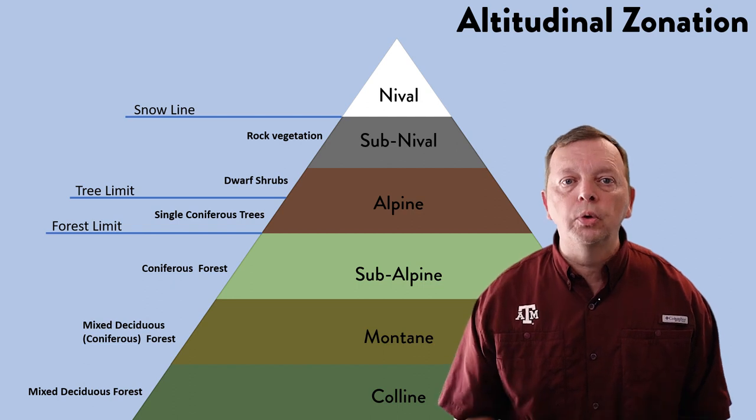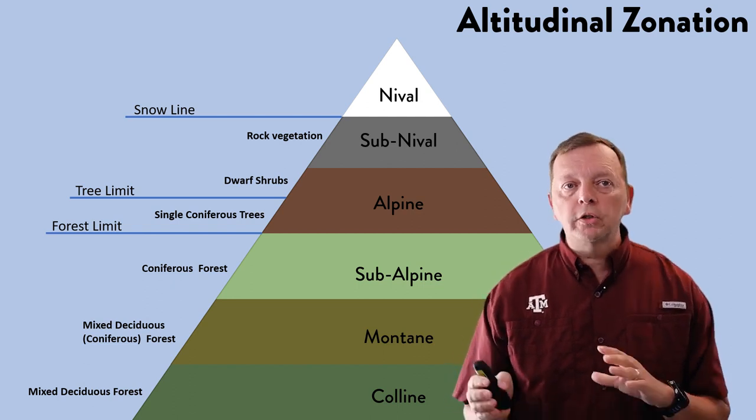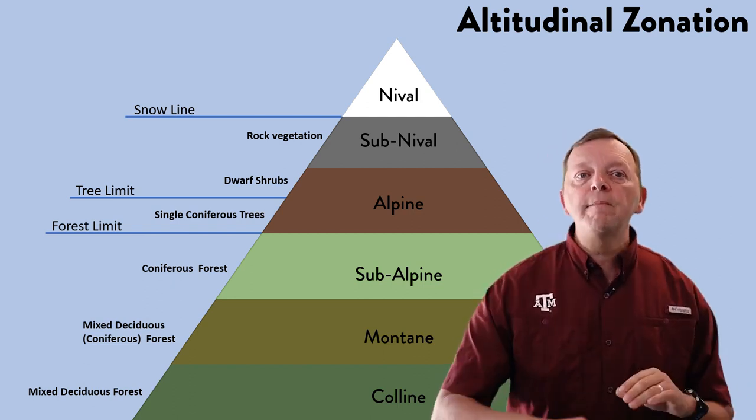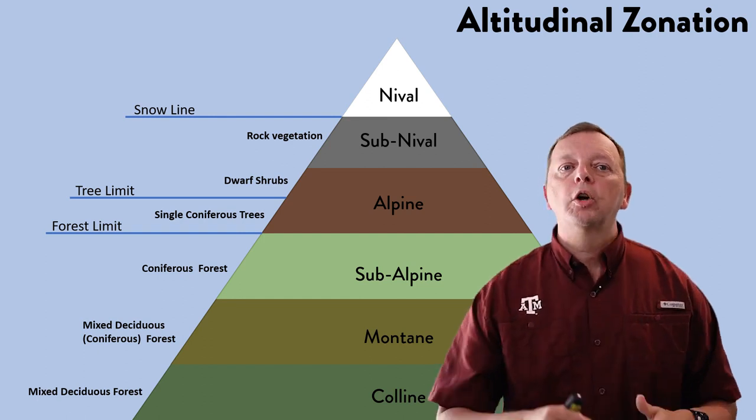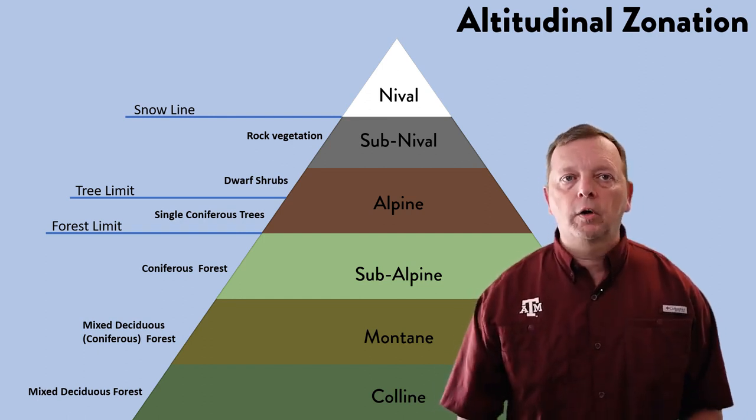Now, because the climate conditions change as you increase in elevation, the biomes will vary as well. This is known as altitudinal zonation. This means that on the slopes of one single mountain, you can have many different zones of different biomes, creating different vegetation and different crops.